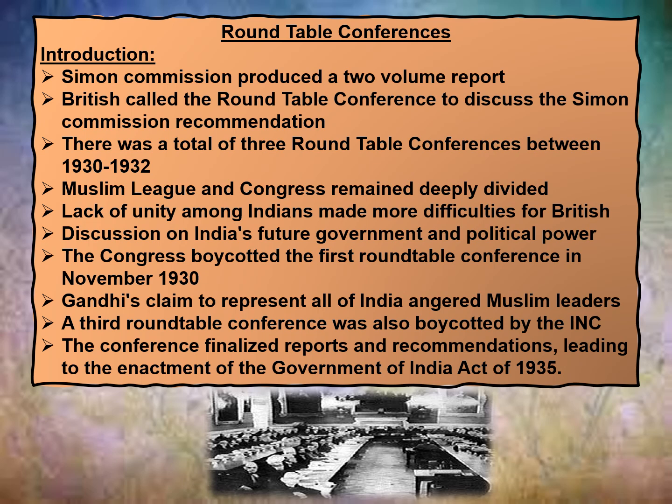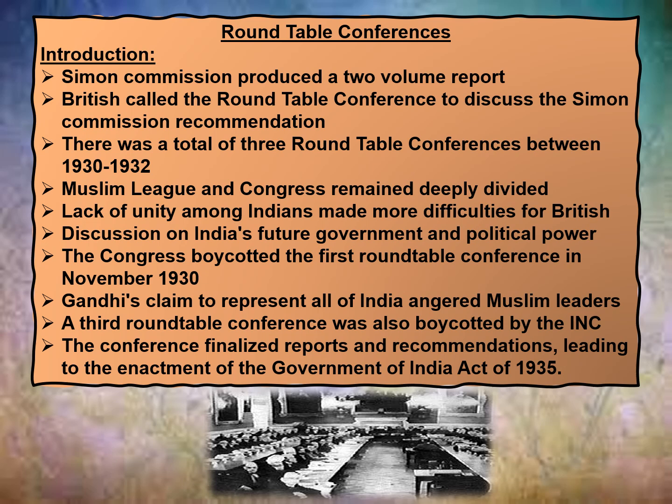Despite the opposition to the Simon Commission, they still managed to produce a 2-volume report. So the British called the Round Table Conference to discuss the Simon Commission recommendations, and there was a total of 3 Round Table Conferences between 1930 and 1932. In 1930, the Muslim League and Congress remained deeply divided, and it signaled the end of Jinnah's efforts to reconcile Hindus and Muslims.